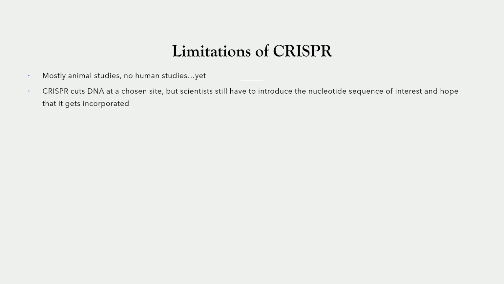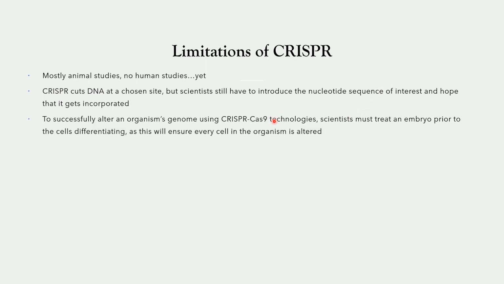CRISPR cuts DNA at a chosen site, but scientists still have to introduce nucleotide sequences of interest and hope that it gets incorporated. So we can't be sure that it is. We just hope that it is incorporated. So we know that it will cut at that specific site, but when we're introducing a new nucleotide or DNA sequence, we hope that it gets incorporated.